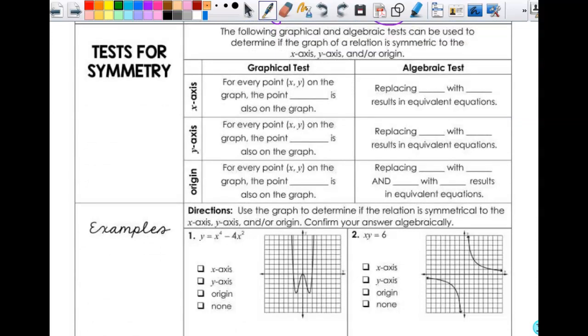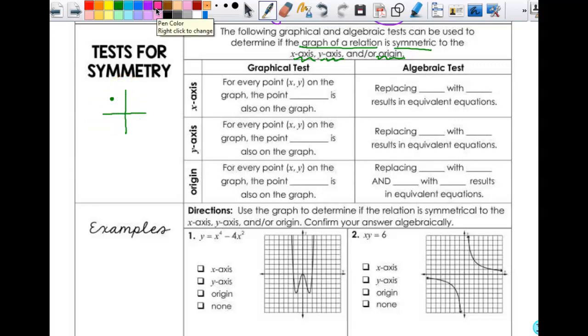All right, so the following graphical and algebraic tests can be used to determine if the graph of a relation is symmetric to the x-axis, y-axis, and/or origin, because it could be symmetric to more than one. Now, algebraically, when we're looking at ordered pairs and what happens to x and what happens to y when we reflect, you started looking at that at least in 8th grade, maybe before that, but I know for sure it starts in 8th grade, where you think about which signs change when you reflect in one or the other. And if you get it mixed up, which a lot of times people do, you can just get it backwards. If you want to make sure that you know what's going on, you just pick yourself a random point. I'm going to pick this point right here.